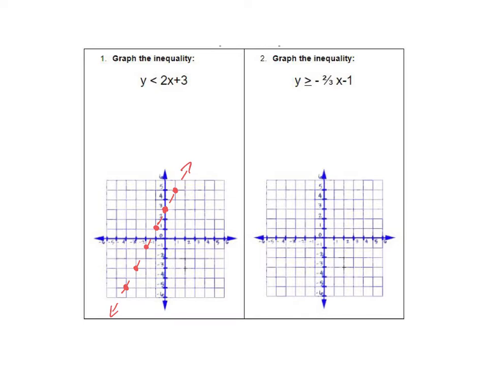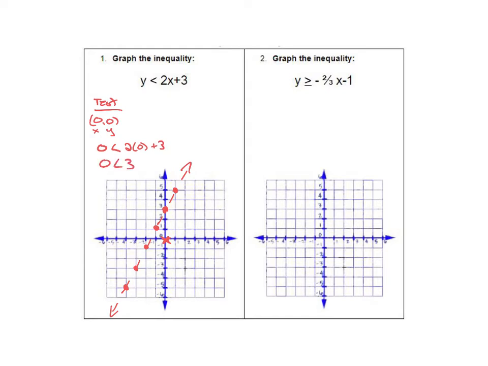Now what we're going to want to look at is whether we shade above or below. So we're going to look at a test point. Again, we are going to test out the point (0, 0). What that means is if this is x and this is y, we can plug these into our equation. And the reason we want to use (0, 0) is because, well, what's 2 times 0?